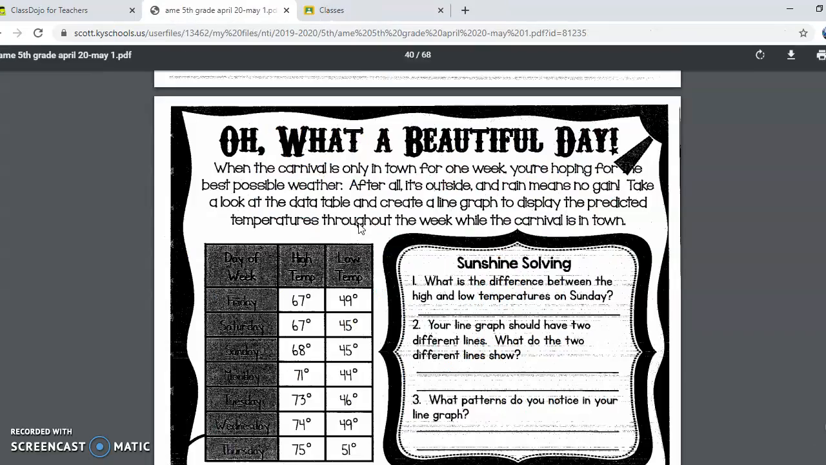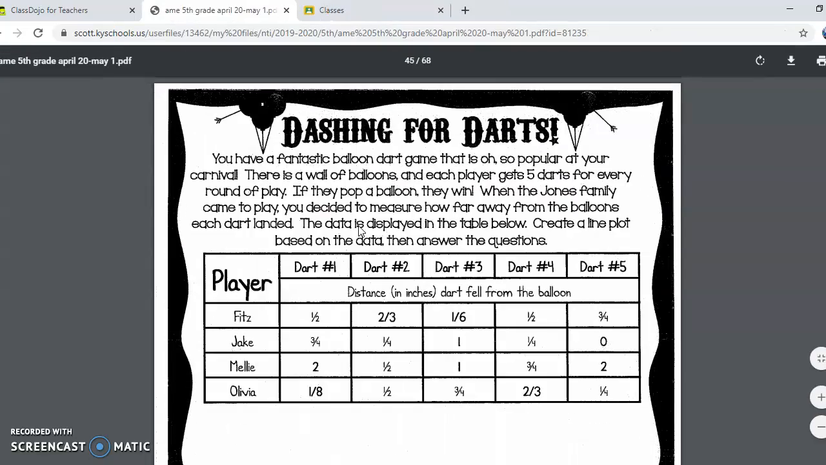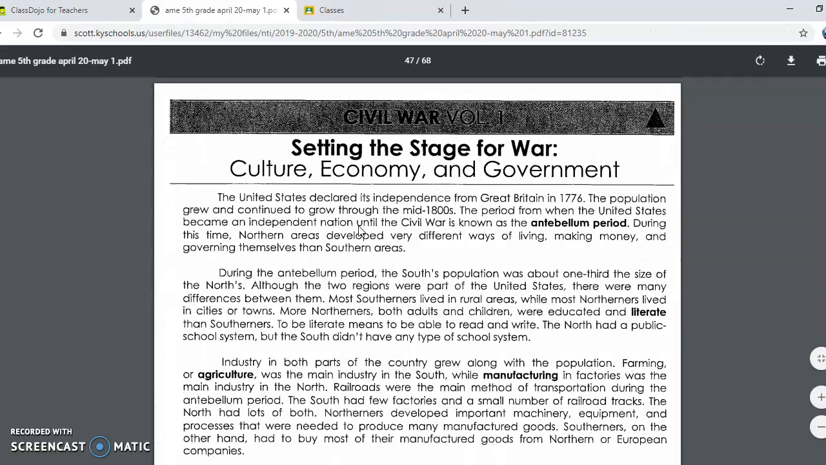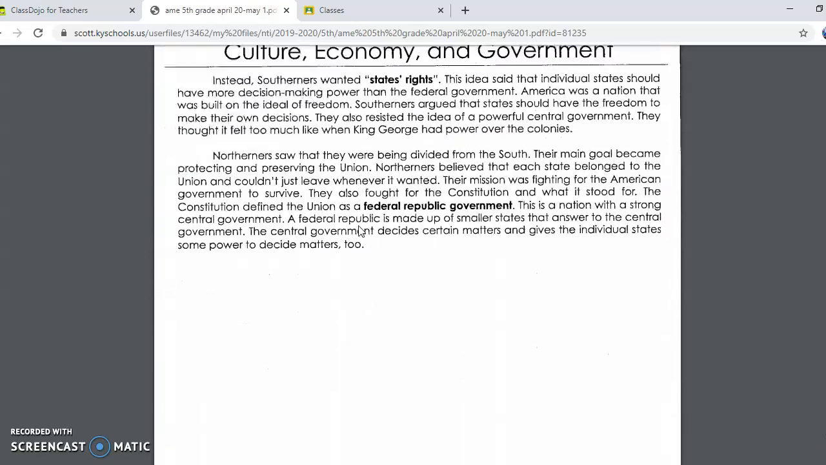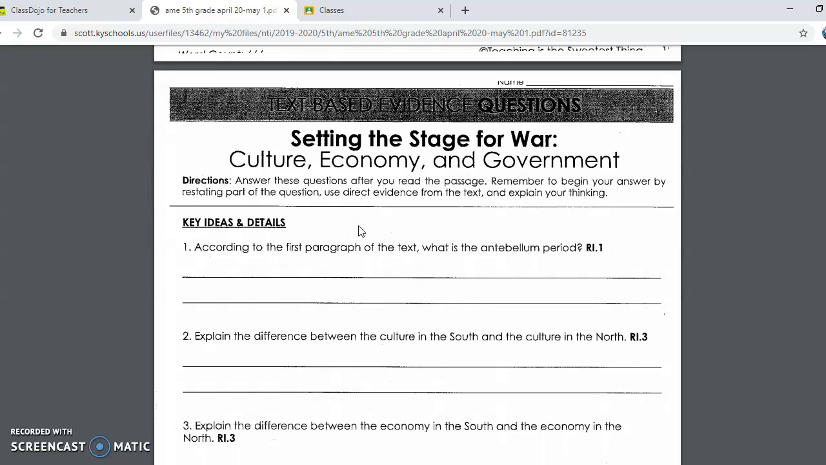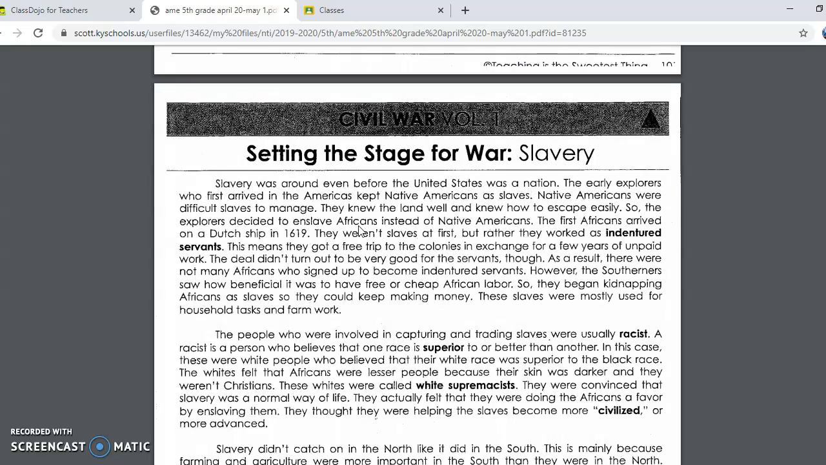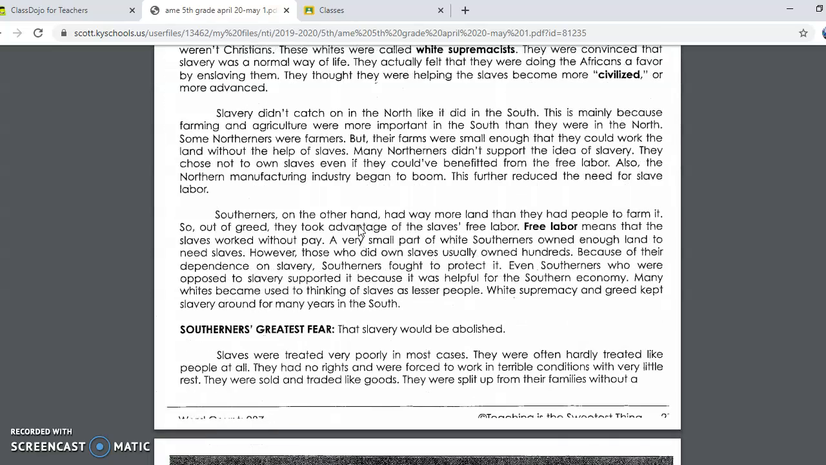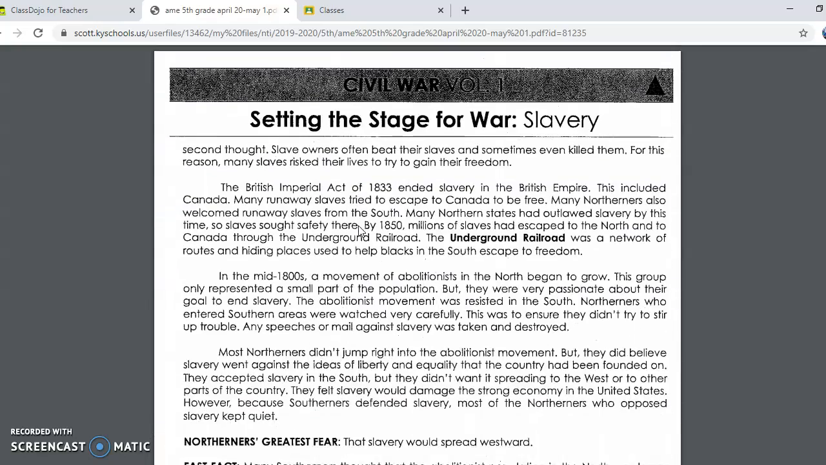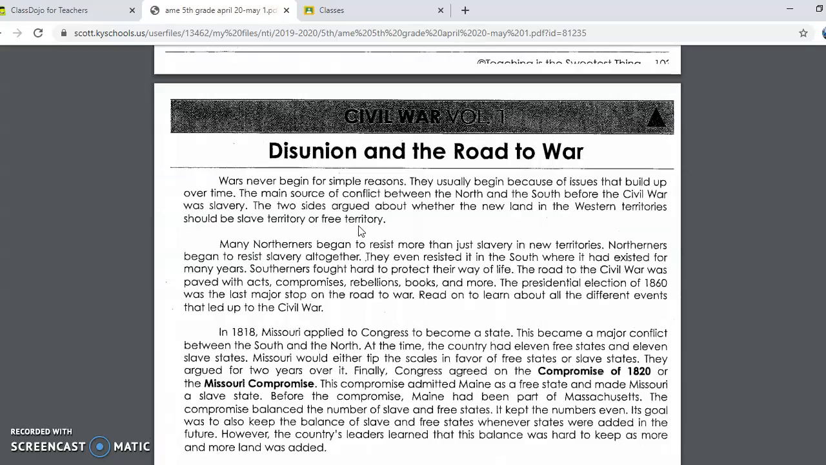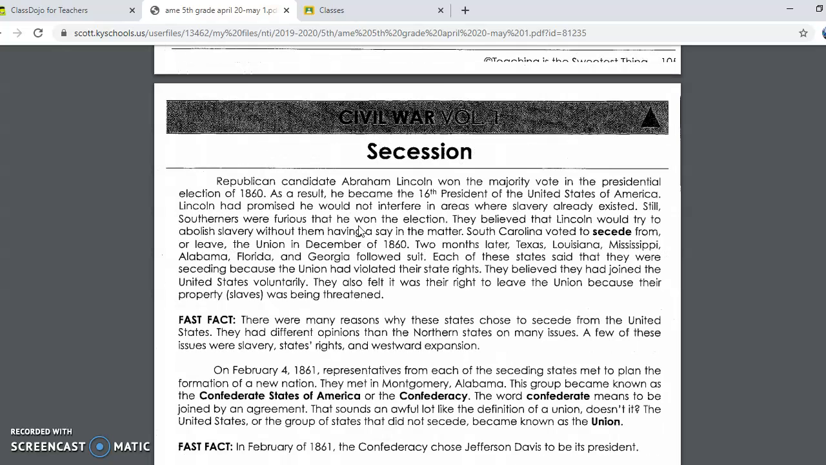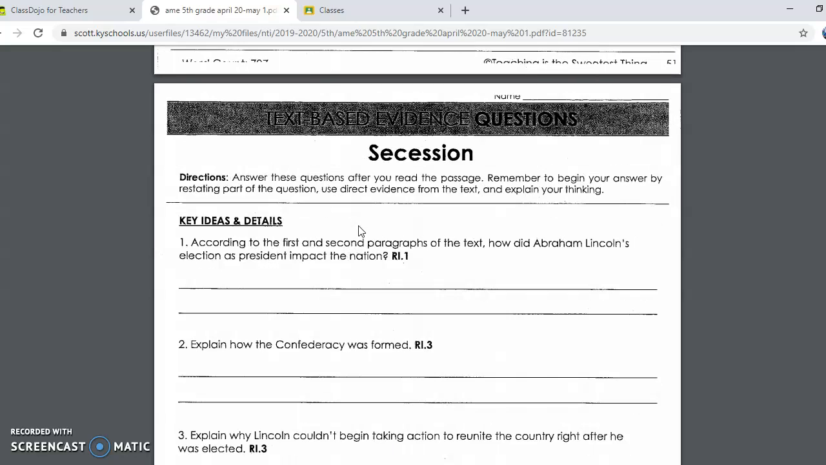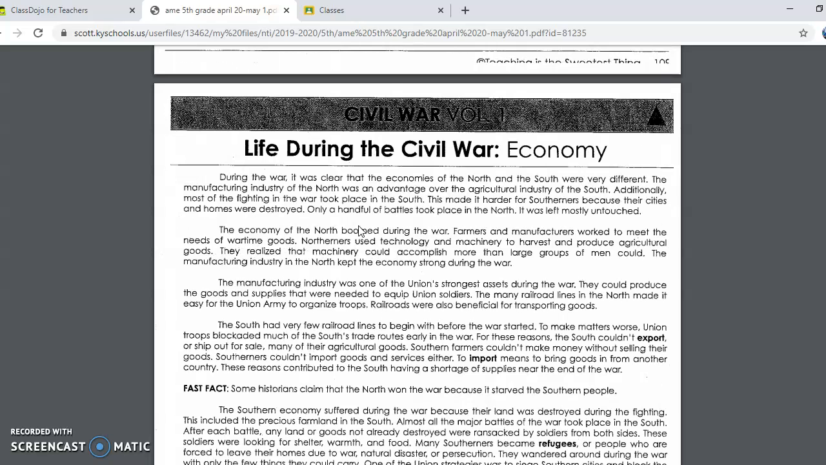Okay, and then I'll real quick go through the rest of the packet with you. I wanted to make sure you understood math. You should have done this yesterday for reading and social studies along with the questions. Today you are talking about slavery, or rather reading about it. Then there's questions with that as well. Then you're talking about the disunion and road to war. More questions. The secession. Questions.